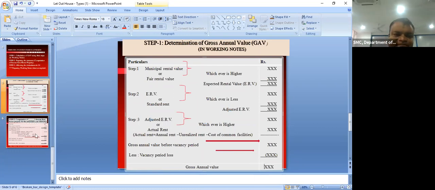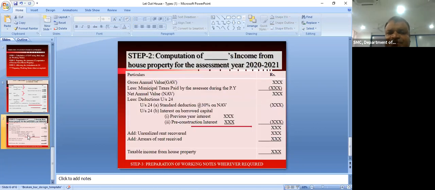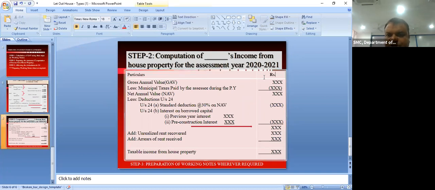Okay, then we have step two, computation of income from house property. You are going to begin with this in the problem. First, you have to write the heading: computation of OJA's income from house property for the assessment year 2021. Then you have to draw two columns. One column is for particulars, one column for amount in rupees.